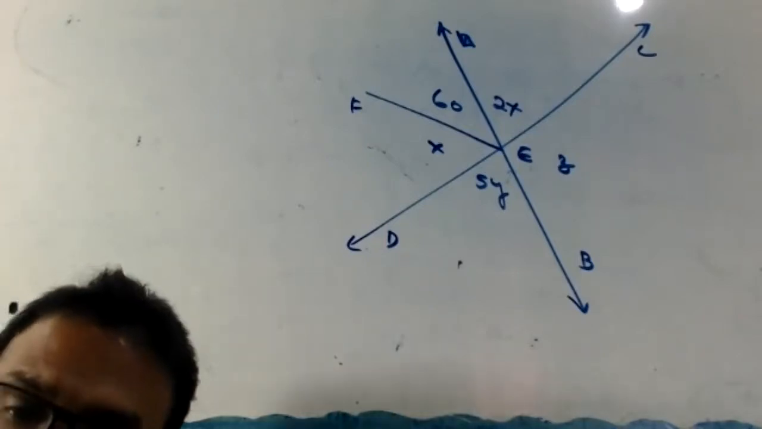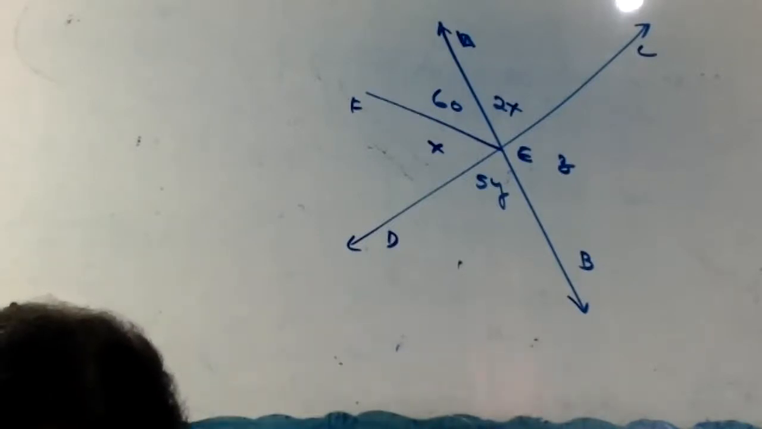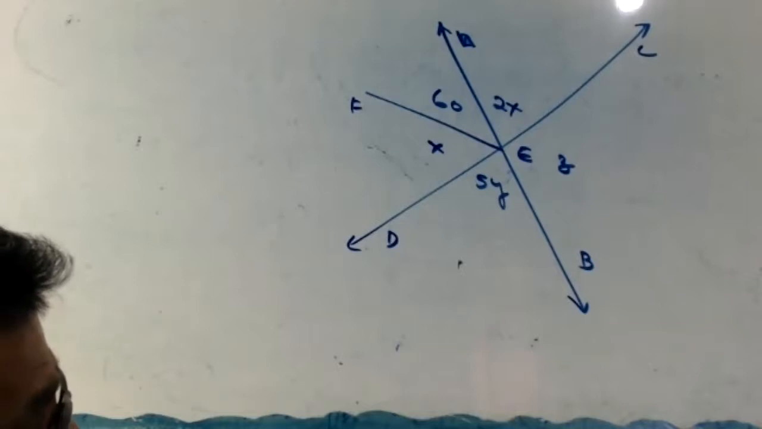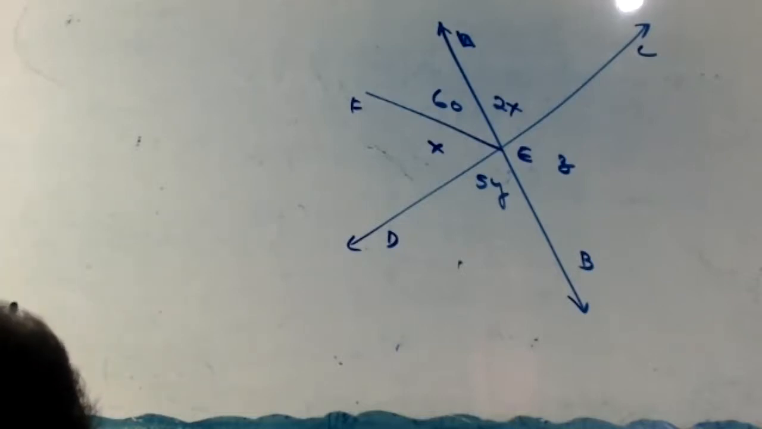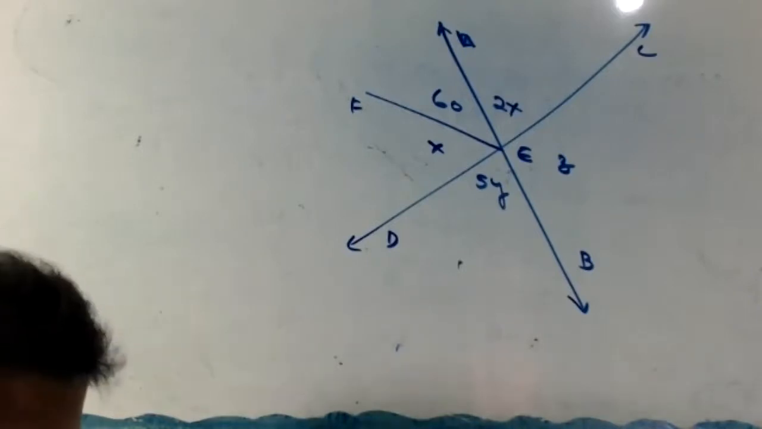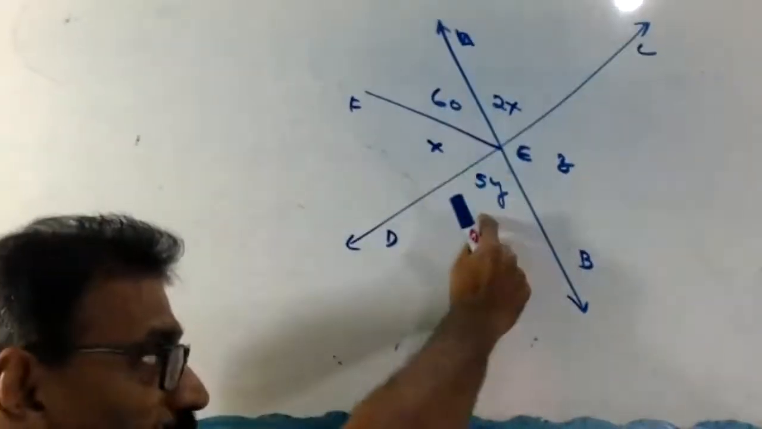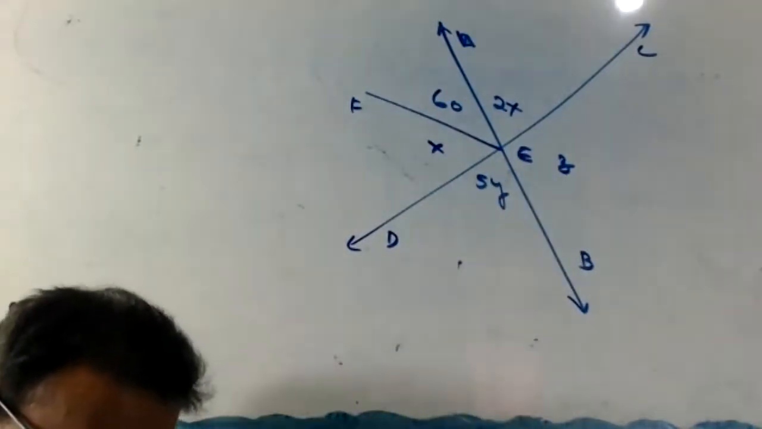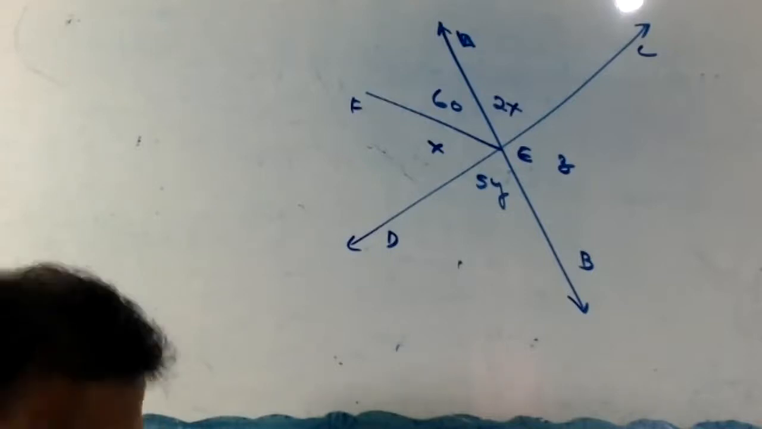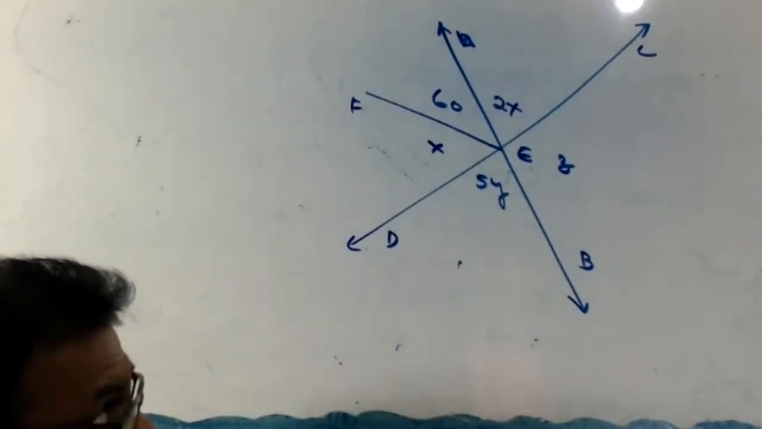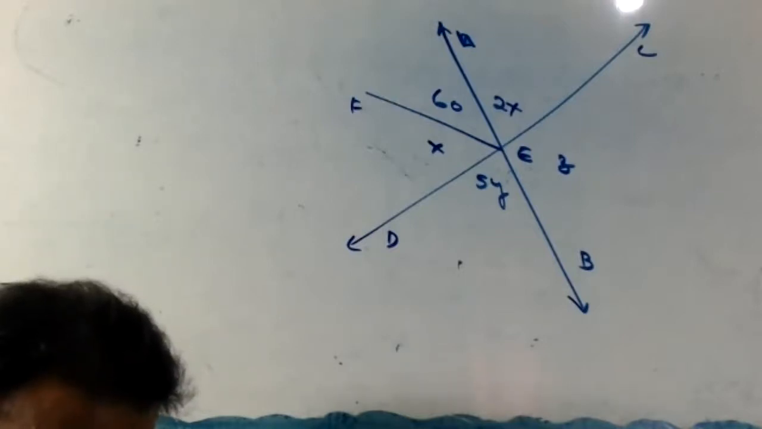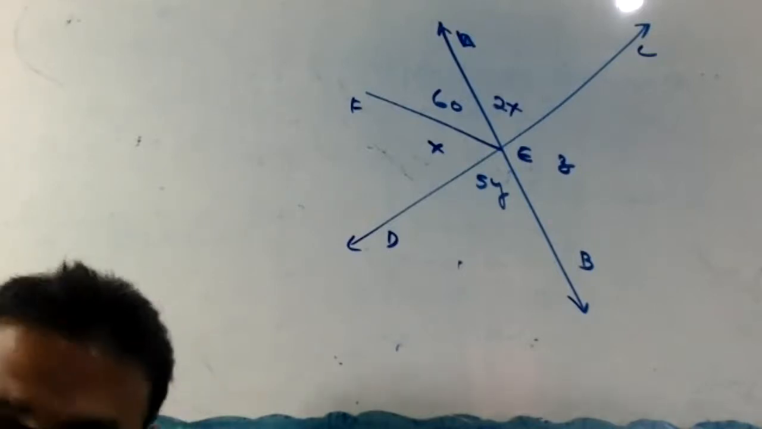Question again. Listen, I'll read the question again. In figure, two lines AB and CD intersect each other at the point E. Find the value of X, Y, Z. This is 2x, 60, x, 5y, z. Okay, try now.